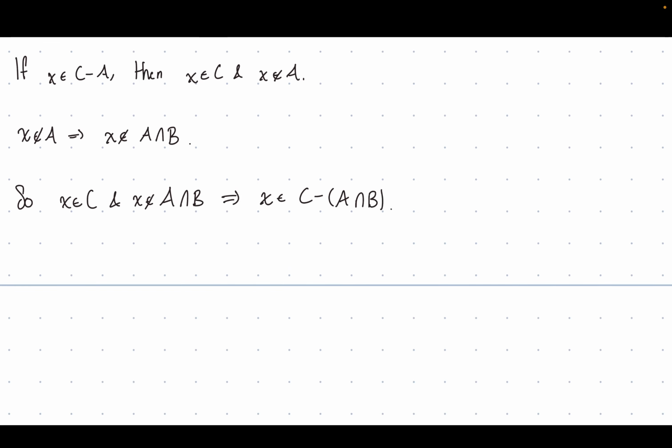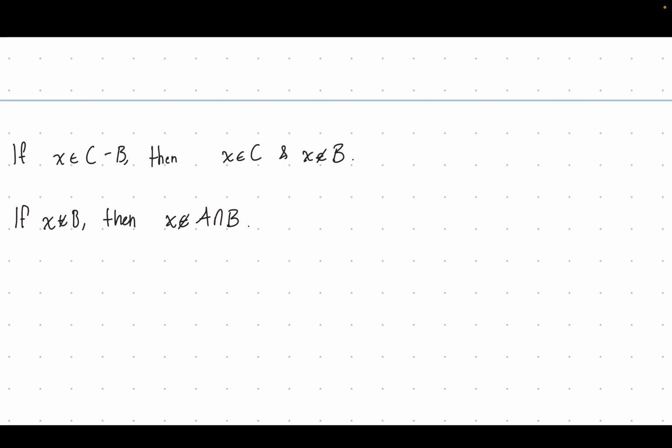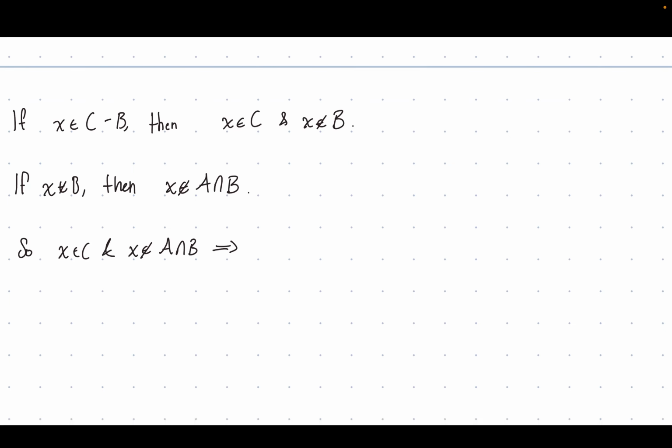The case for C minus B is the exact same thing. If X is in C minus B, then X is in C and X is not in B. And then if X is not in B, then X is not in A intersect B. So X is in C and X is not in A intersect B, which implies that X is in C minus A intersect B. Cool.